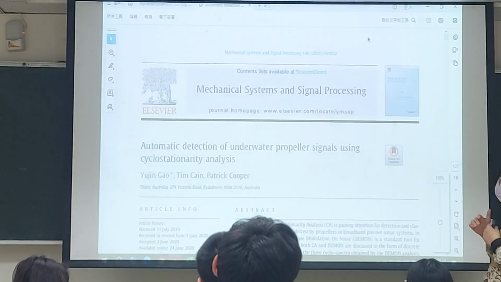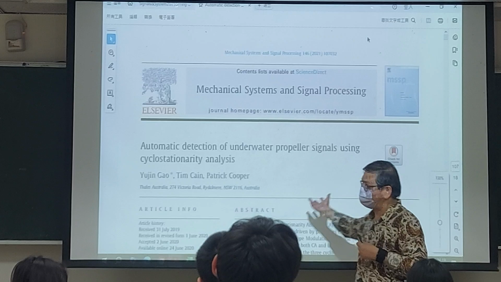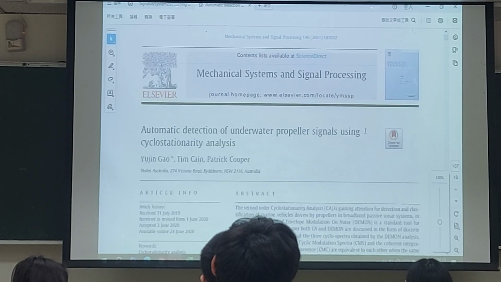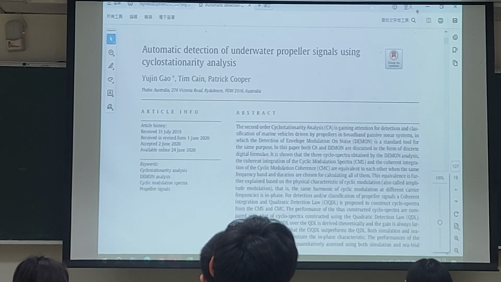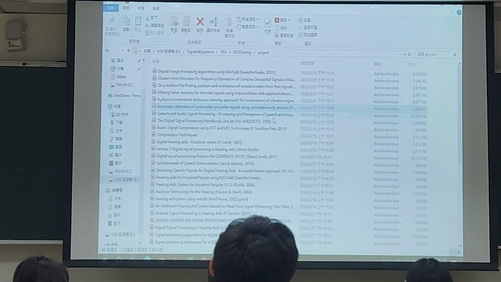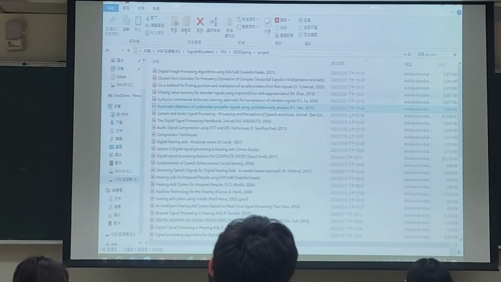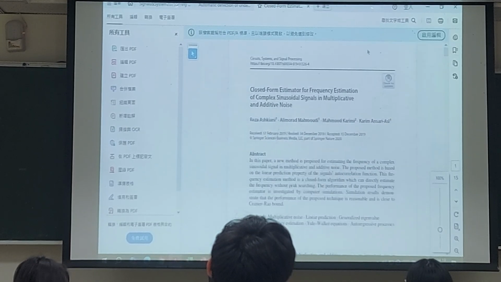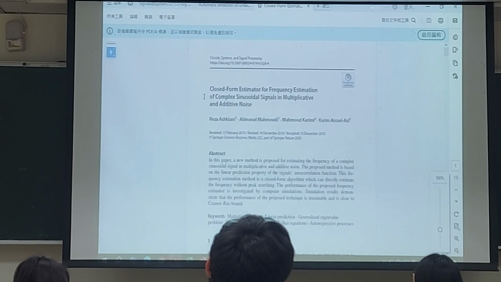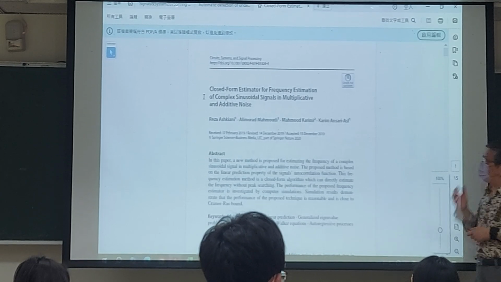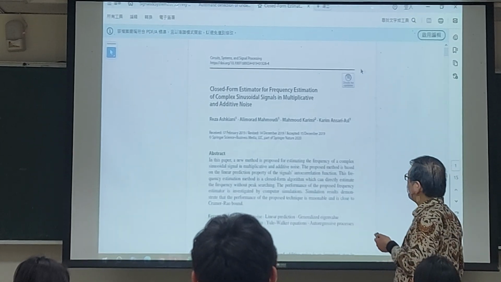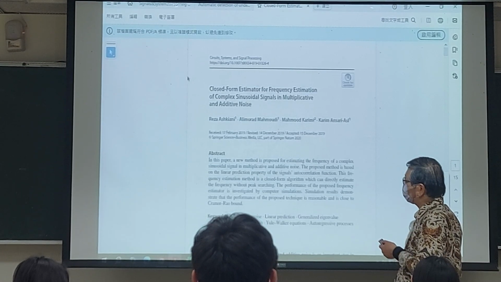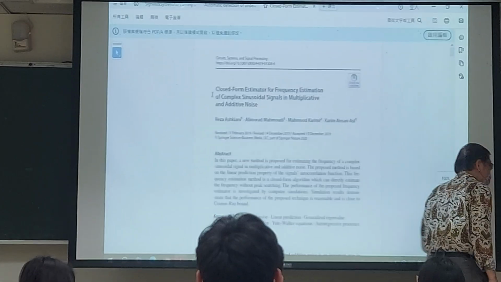All right? And then either you can use the topic that I gave you. This one, I will upload this to the iClass platform. Or this one. These are very interesting. The closed form estimation for frequency estimation of complex sinusoidal signals in multiplicative and additive noise. And there are lots of interesting things in this.